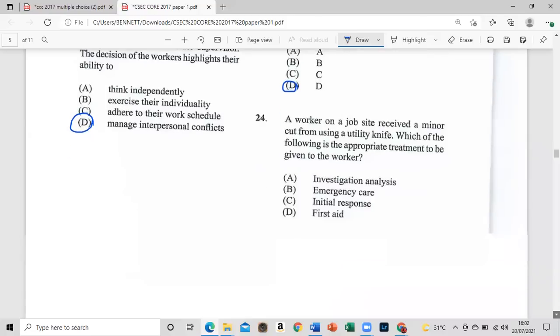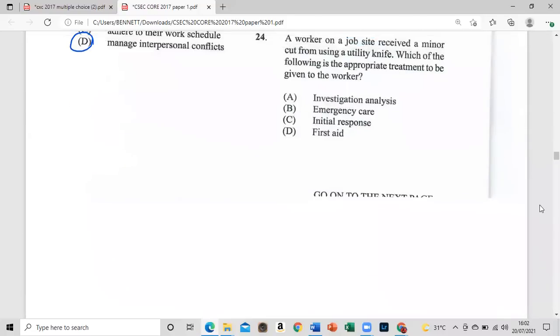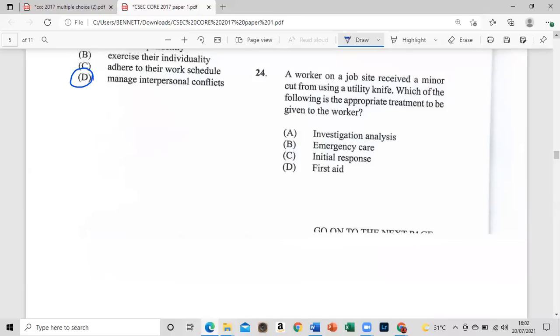24 now. Oh Lord. Let me just go back down so you guys can see clearly. Guys, remember, type in the answer. Your opinion is valid here, all right?